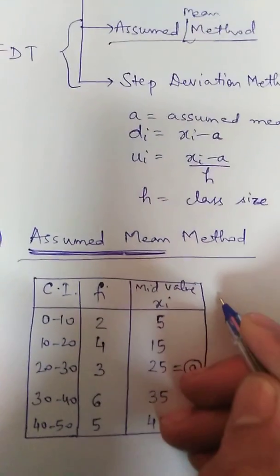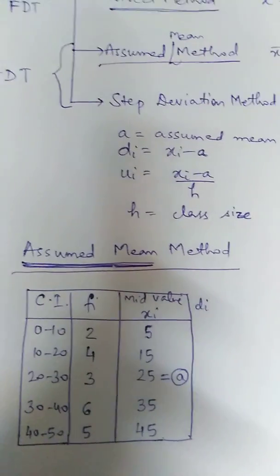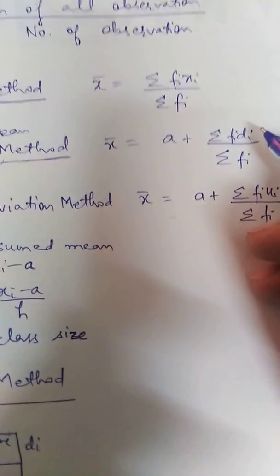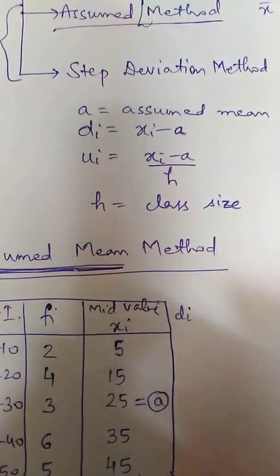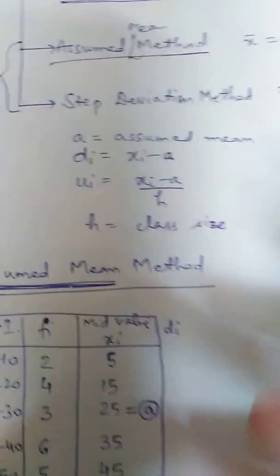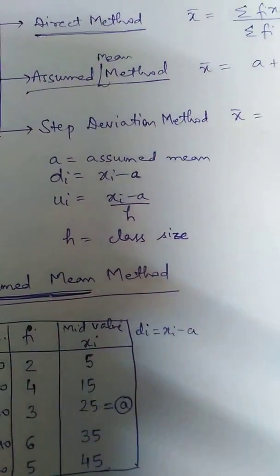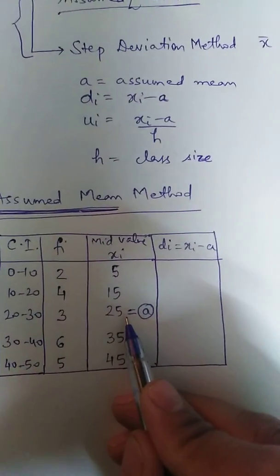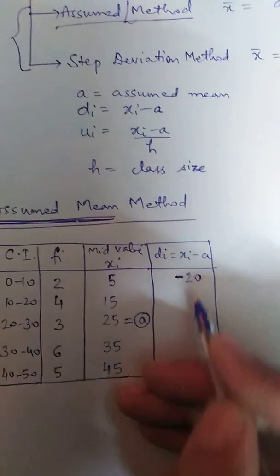Now we have to learn the next step for finding the mean by the assumed mean method, which is finding di. Why? Because in the formula we had fi di, so we will find di. And what is di? We have learned here it is xi minus A. So here we write di is equal to xi minus A. Our A is 25 as we have written. So 5 minus 25 gives minus 20.